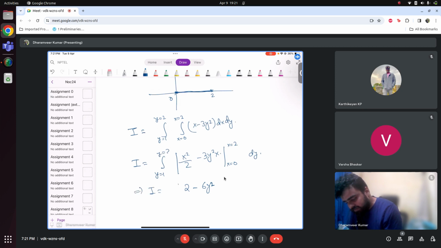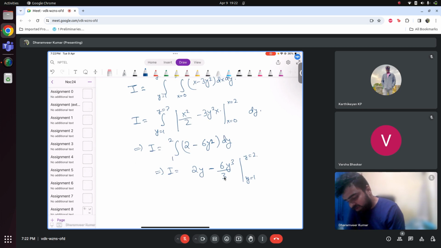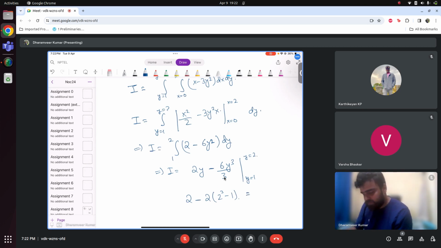I is equal to, this implies I equal to 2y minus 6y cube over 3 from y equal to 1 to y equal to 2. So this is nothing but 2 minus 2 of 2 cube minus 1. Option D.